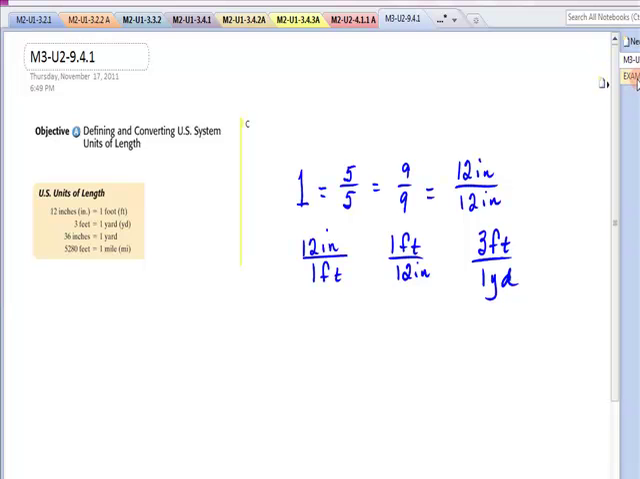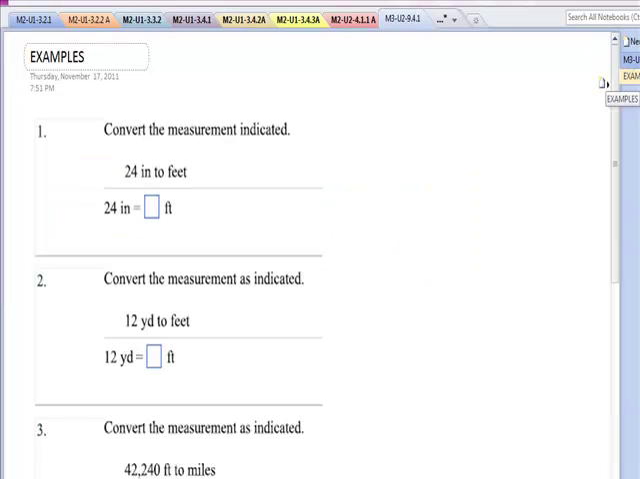So let's look at how we're going to use that. Convert the measure as indicated. Now, I certainly understand that there are some of these, maybe all of these, that you could do in your head and you could do very, very quickly. But what I'm trying to teach you is a process. So please try to use this process. It can be very, very helpful if you end up taking a chemistry or a pharmacology or a physics class someday.